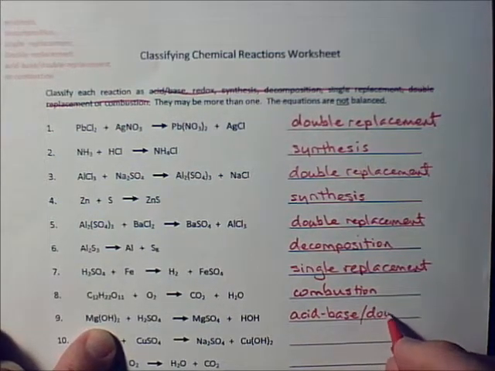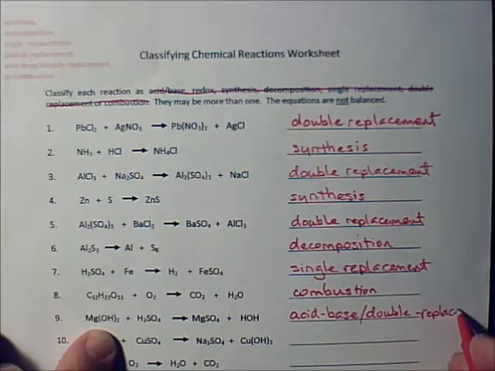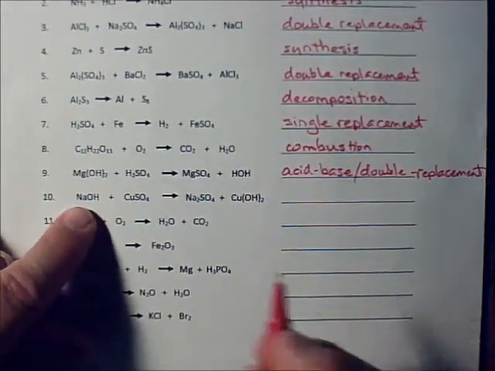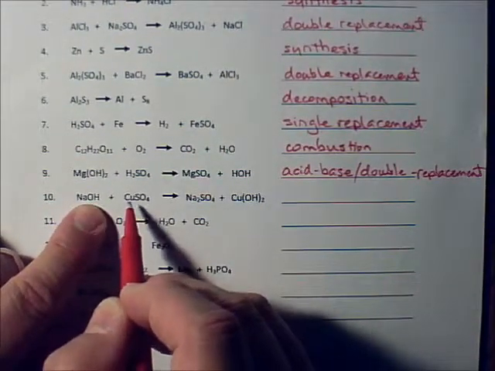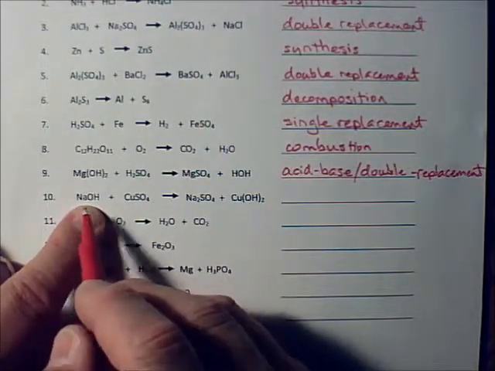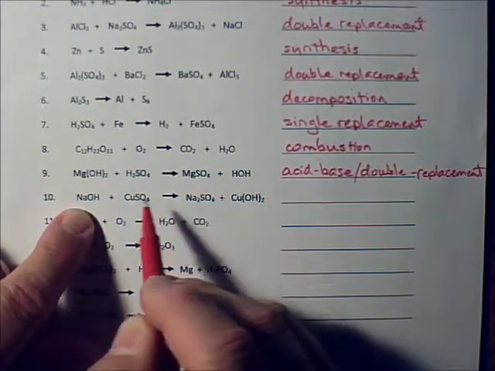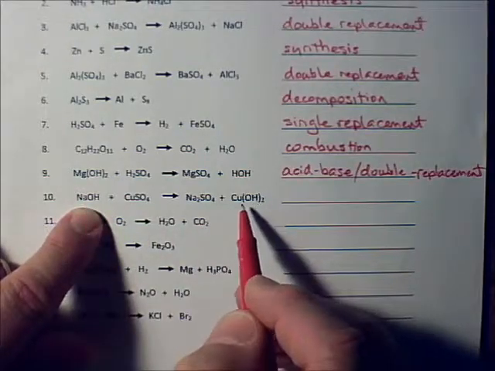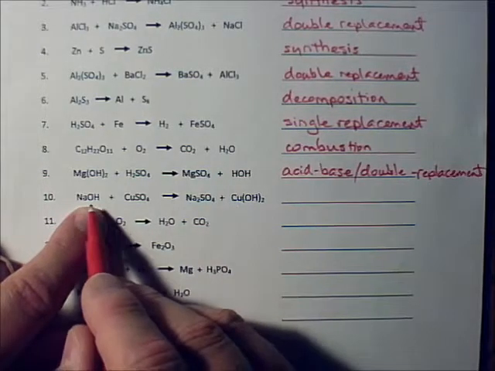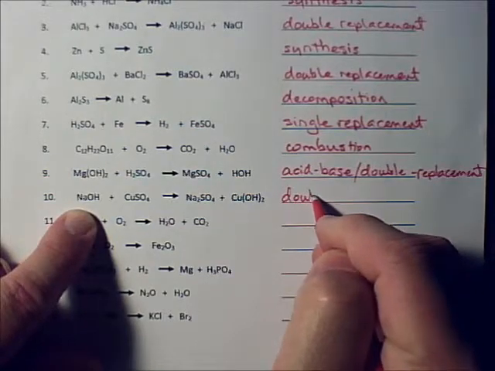Acid-base double replacement. That's the way I want you to classify it. Here we have a hydroxide, but there's no acid here. So it's not acid-base unless you have both an acid and a base. The sodium does join up with the sulfate, sodium sulfate. Copper does join up with the hydroxide, making, well, this is copper 2 sulfate, copper 2 hydroxide. So that's double replacement, but it's not acid-base, just simply double replacement.